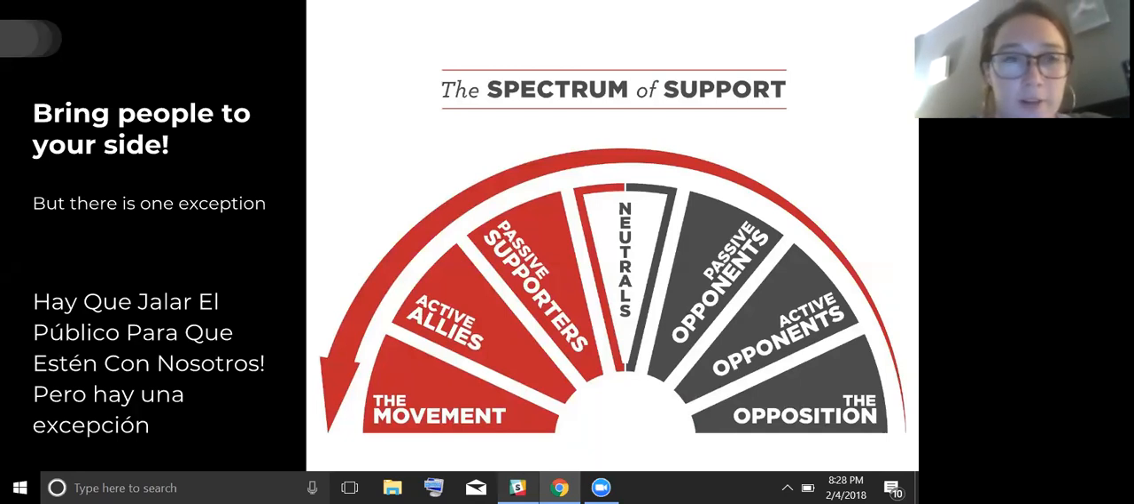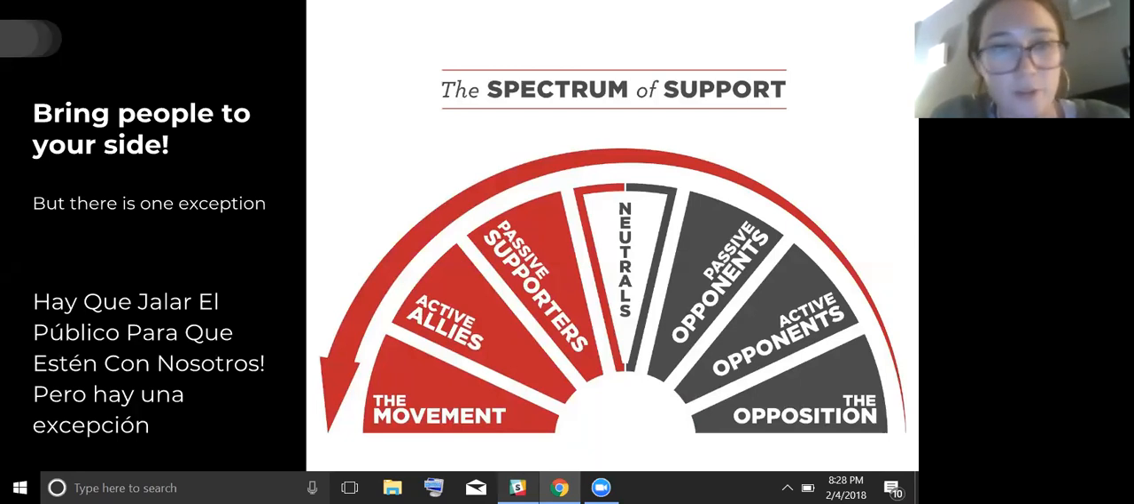For example, an action that's focused on getting progressive white people who don't really know much about the issue of immigration out of the place where they're neutral, to where they're passive supporters, to where they're talking about the issue and where they care about it, is going to look really different than an action that's focused on activating people who are passive supporters because maybe their family's undocumented, but they've never been active participants in the movement before.